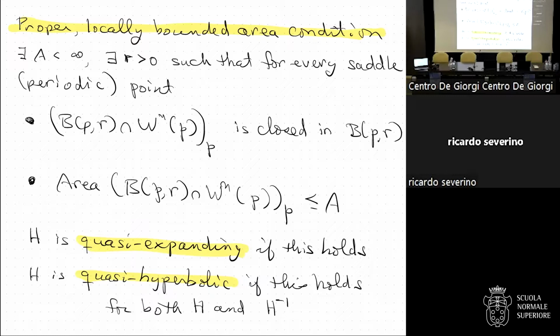I'm going to have a picture on the next slide. So it needs to be closed in the ball. In other words, that component has to go all the way out to the boundary of the ball. And the next thing is that its area has a fixed bound. Those are the two conditions I need. The first one is proper, bounded area. And I will say this is quasi-expanding. If this geometric condition holds on all the unstable manifolds, then our map is quasi-expanding.